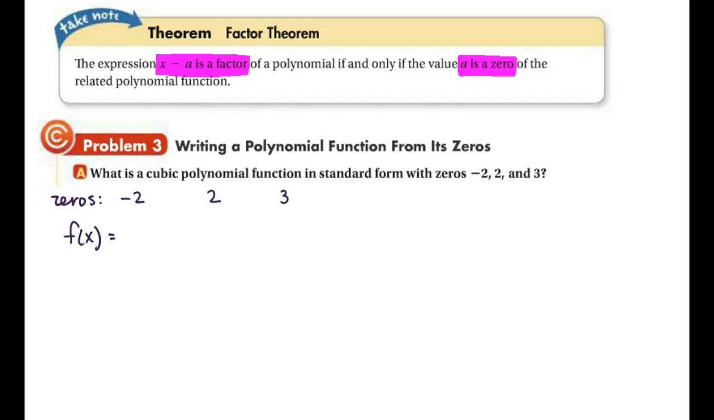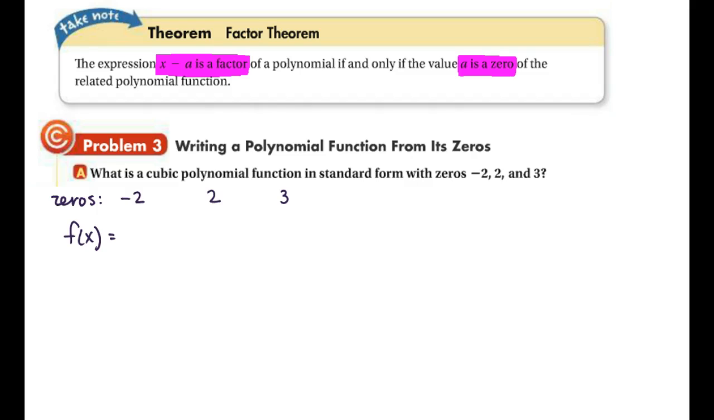In example 3, we are asked to write a cubic polynomial function in standard form with zeros negative 2, positive 2, and 3. So because I know these are the zeros, what I want to do is write the factored form using the factor theorem above.